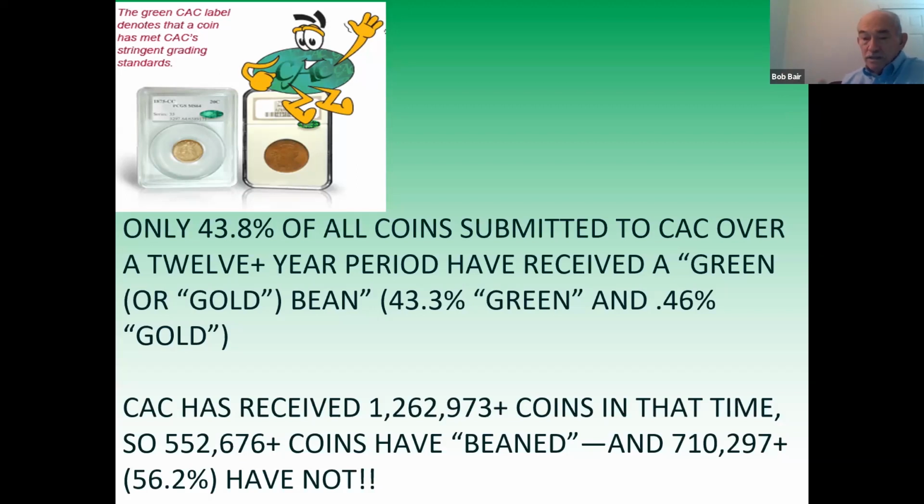1,262,973. That was as of mid-May. All right, and taking that percentage, 552,676 have beaned. However, 710,297 have not. They're consistent, as consistent as four people can be who've worked together all those years, and they hold coins to a very high standard because they're ready to buy them sight unseen.